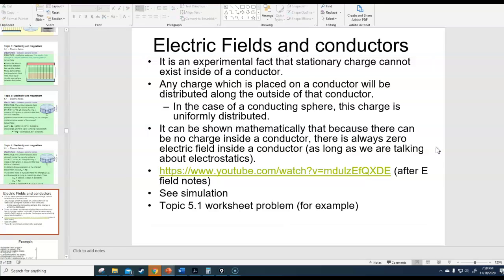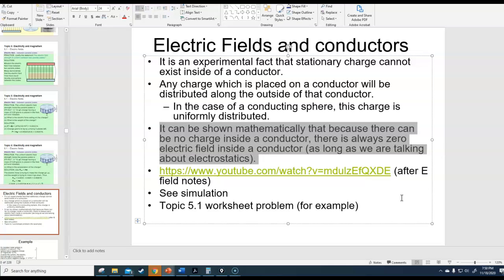As long as you're talking about stationary charges, the electric field inside a conductor is always 0. Now I say stationary charges because you can force there to be an electric field inside a conductor. I mean, that's how circuits work. You can hook a battery up to a metal wire, and you can force there to be an electric field inside a conductor. But if you're talking about stationary charge, non-moving charge, it can't be done. And again, the reason for that is because there's no charge inside a conductor, the electric field inside a conductor is always 0. I say that without proof. You don't need to know why that is, but it is true.